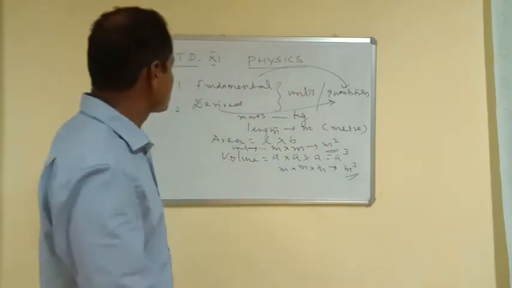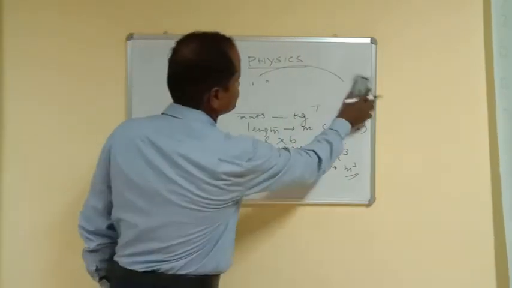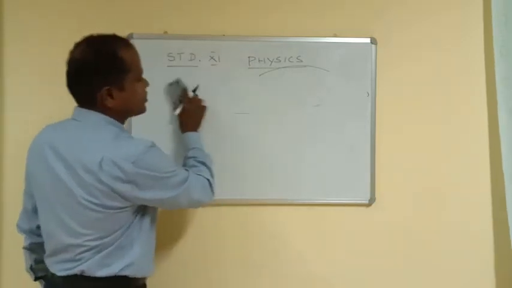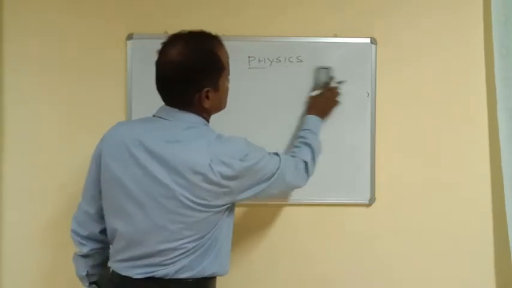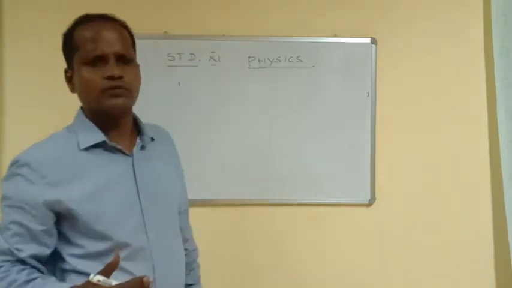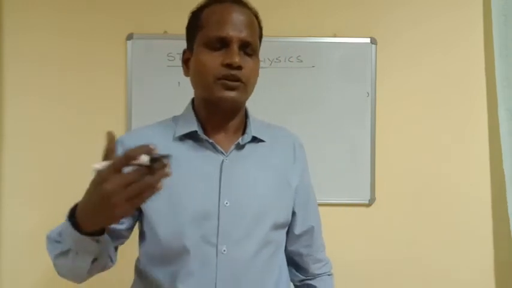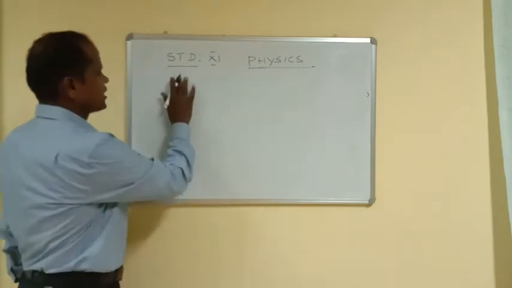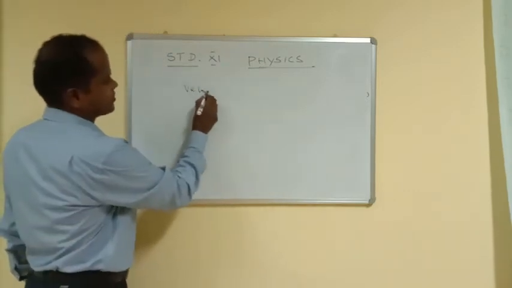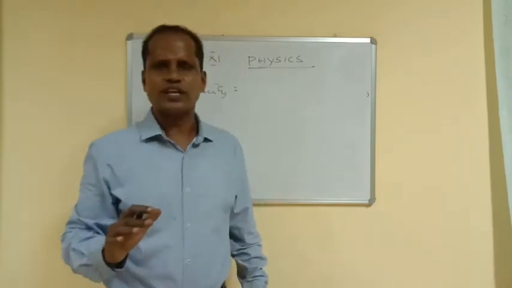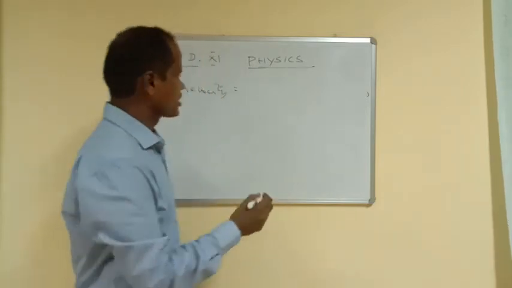Next we are going to see how to derive the derived units from the fundamental units. For example, velocity. First you must know what velocity is. Velocity is displacement divided by time.